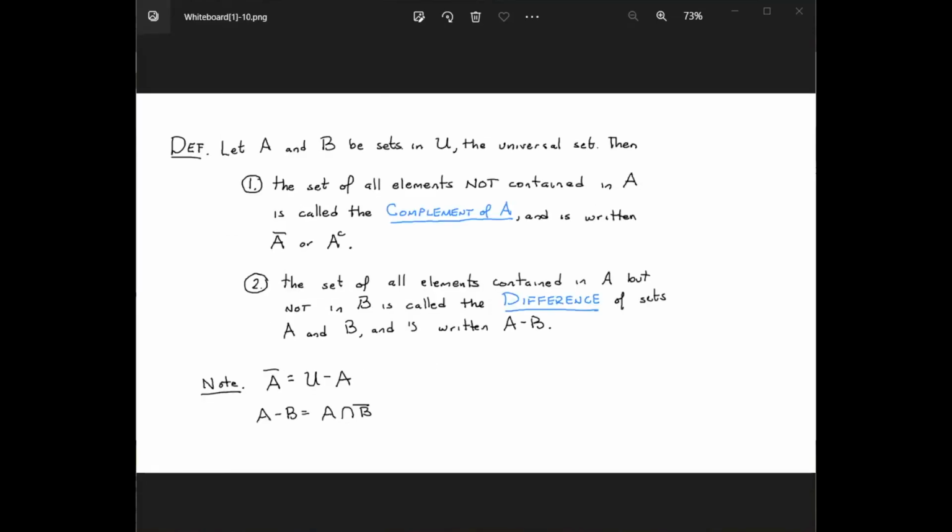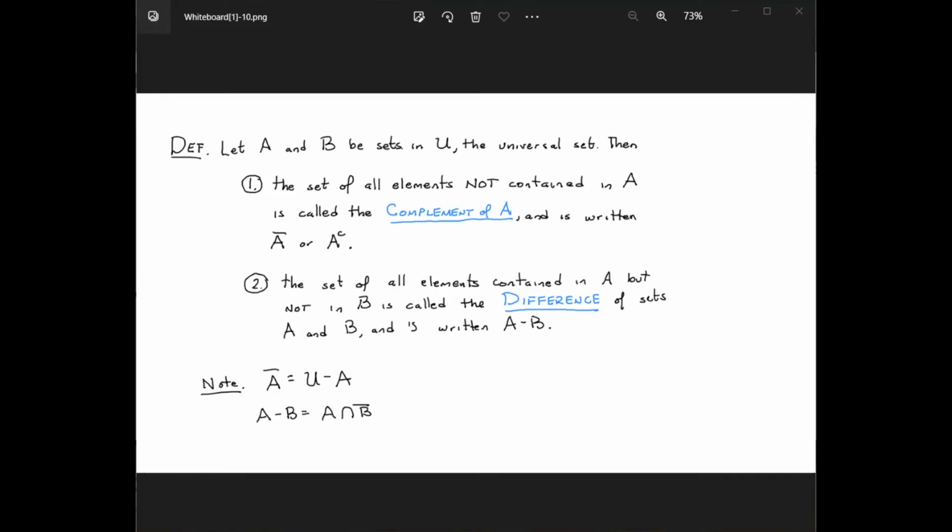So here's that definition that I was speaking of. Let A and B be sets in U, the universal set. Then 1, the set of all elements not contained in A is called the complement of A. And it's written either A bar or A with a little C up top. I think we're going to stick with A bar because that's what the text does. But you might see it either way, depending on whether you Google or you look on YouTube for videos. Just make sure that you understand the notation that you're using.